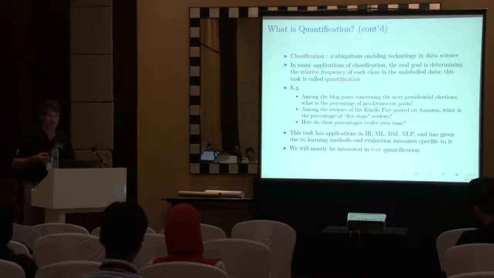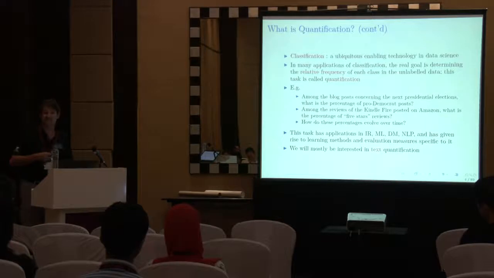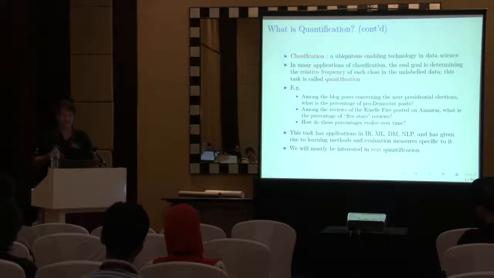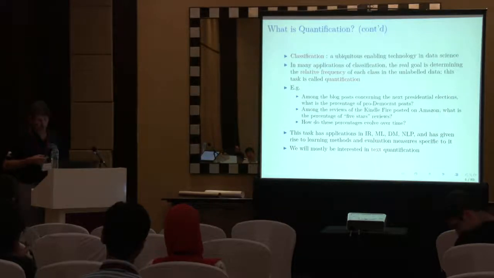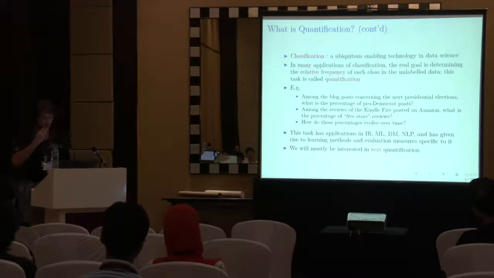The first example is actually binary quantification, because we have pro-Democrat and pro-Republican posts. Essentially we have two classes. The second example, 5-star reviews, is probably a type of ordinal quantification, in that we have 5 different classes, 1 star, 2 stars, 3 stars, and these classes are ordered. So there are various variants of quantification, and we will touch on them during this tutorial.